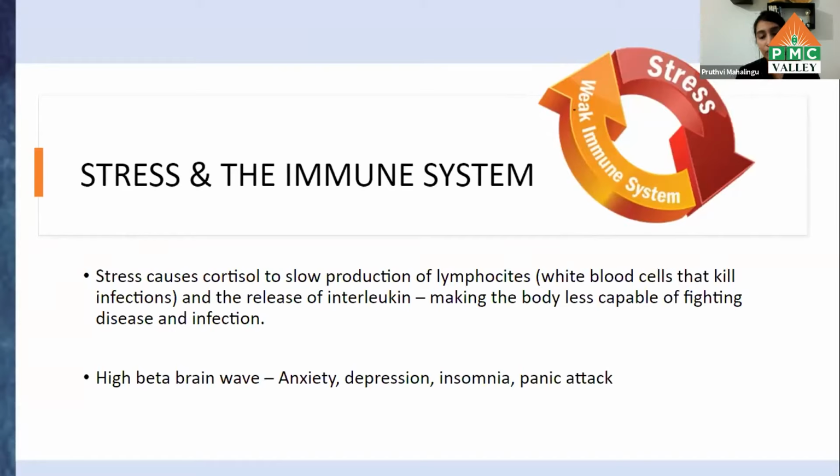So the immune system will not get any energy and it just shuts down. By shutting down the immune system, we start weakening it. And that's how lifestyle diseases are becoming quite common everywhere nowadays.